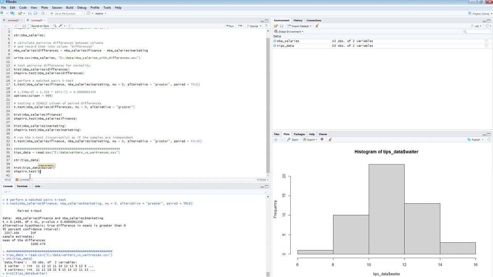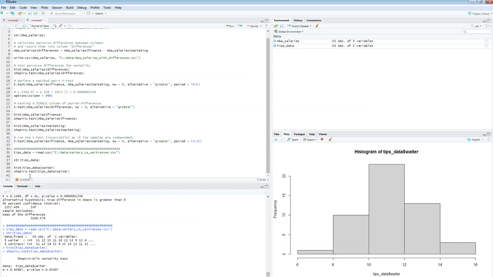So Shapiro, let's take a look at the tips data for the waiters. And the p-value is, oh my god, look at that. Low p-value. It's below 5%. P-value is less than 0.05. What does that mean? Reject the null hypothesis that the data are normally distributed. It seems like it's normal, right? But the Shapiro-Wilk test tells no. It's not actually normal, all right? Statistically, this is not a normal distribution.